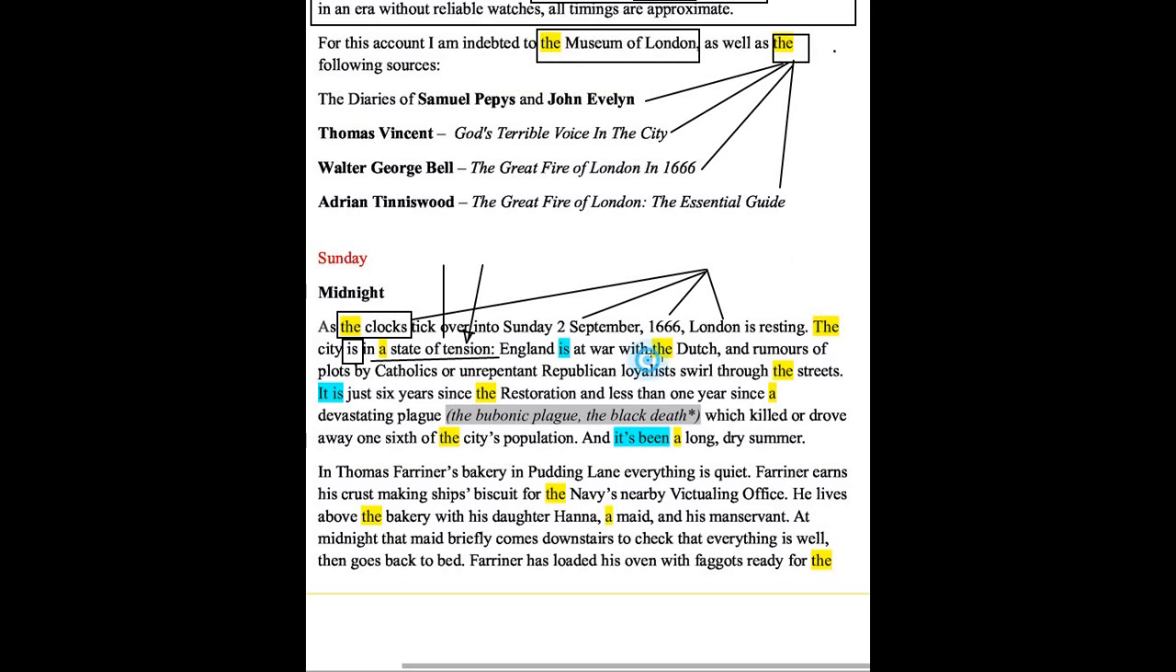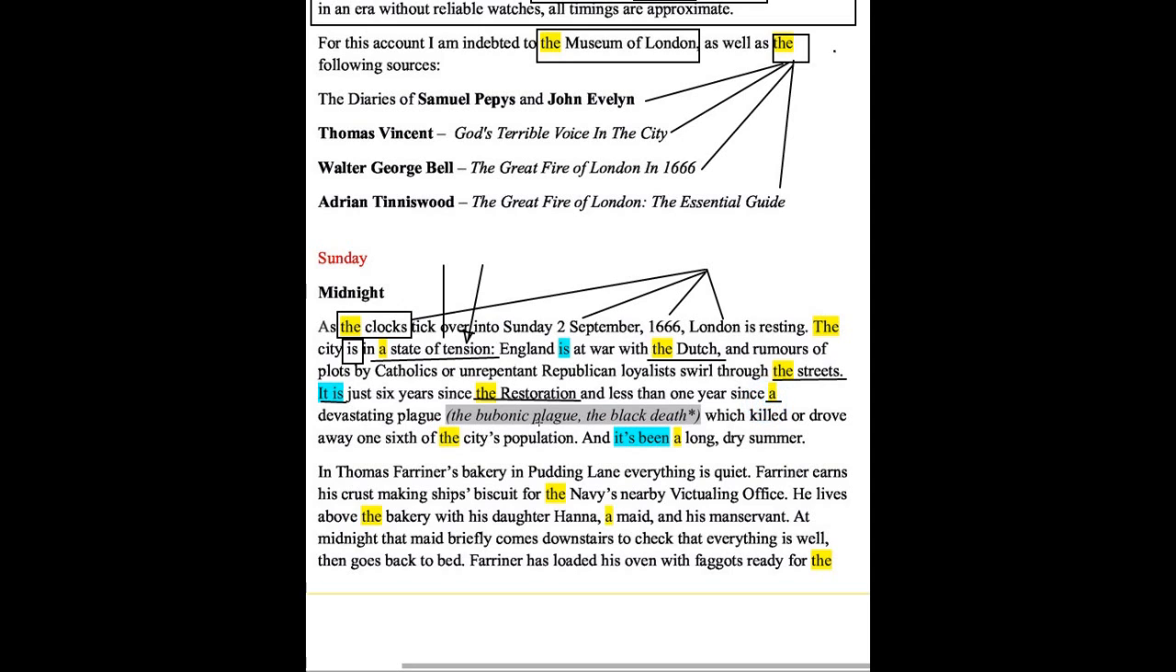So, the Dutch, we have, with any groups of people, we always use the definite article, the English, the Russians, the Chinese, whoever. And rumours of plots by Catholics and unrepentant Republican loyalists swirl through the streets. We know which streets. We mean the streets of London. And that's why we say the streets. Okay, again we've got an it is. It's just 6 years since the Restoration. There's only one Restoration, and less than a year since a devastating plague which killed or drove away 1/6 of the city's population.